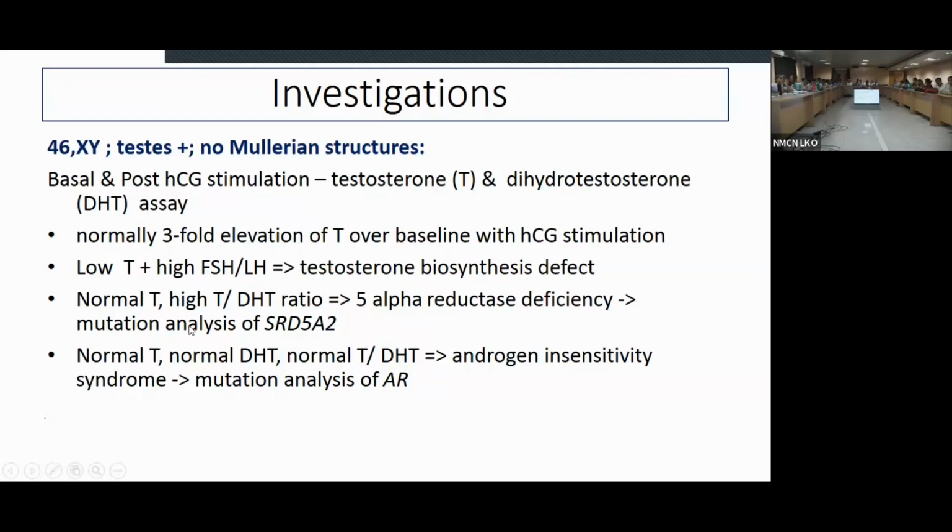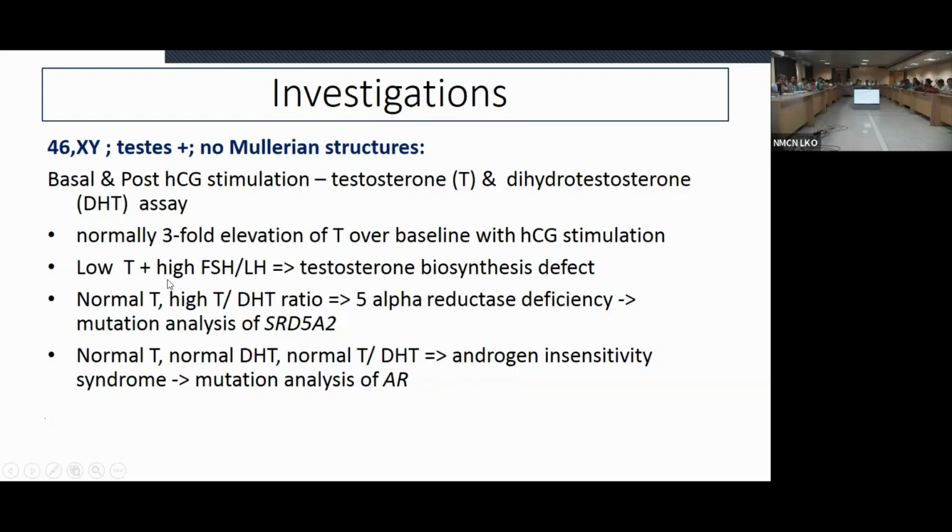reductase deficiency. So you check the testosterone to dihydrotestosterone ratio. If testosterone is high but DHT is low, that means it is most likely 5-alpha reductase deficiency because there is a conversion problem only. And then you can look for mutation in the SRD5A2 gene. If testosterone is normal, dihydrotestosterone is normal, the ratio is normal, most likely it is androgen insensitivity. You can look for mutation of the AR.